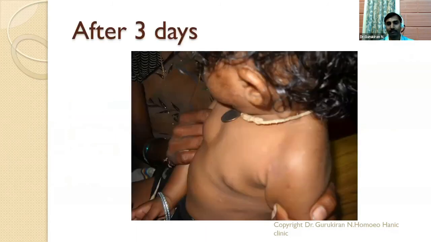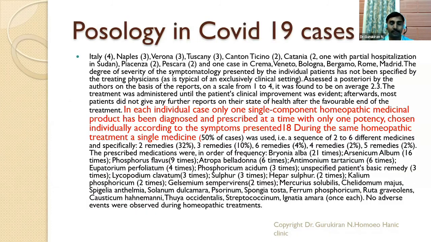Hepar Sulf 1M. Just after 3 days of Hepar Sulf prescription, see this photograph? Impetigo disappeared in 3 days after Hepar Sulf. This is the right dosage with the right medicine. The potency is apt to the case. Right potency. So, posology in COVID-19 cases.